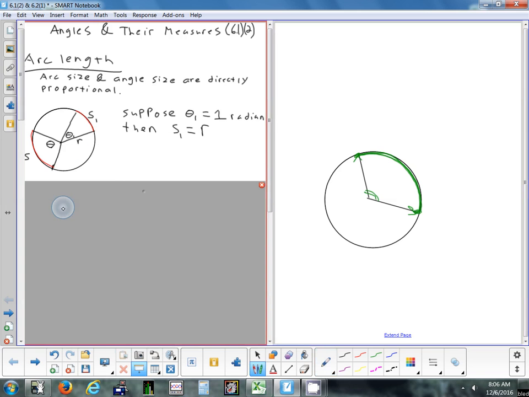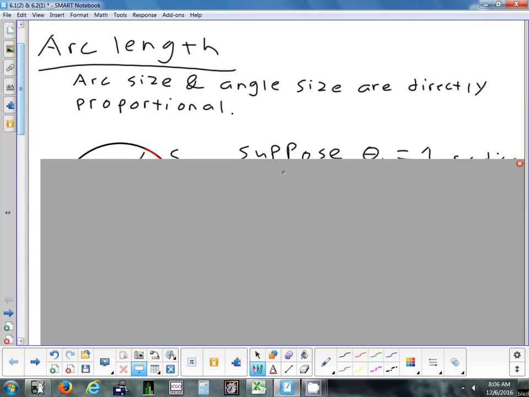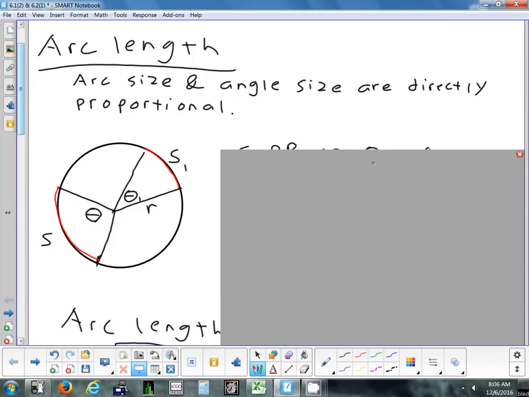All right, so what I've drawn here is similar to the other diagram, except I've drawn two angles. Okay, I've drawn theta. It's a Greek letter theta. And the arc corresponding to theta is S. And I've also drawn theta 1. And the arc corresponding to that is S1.